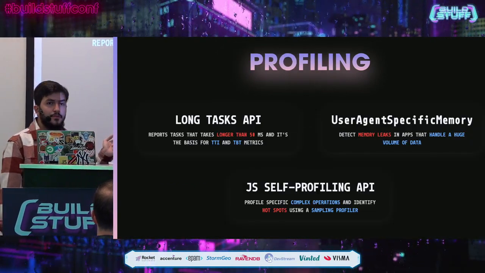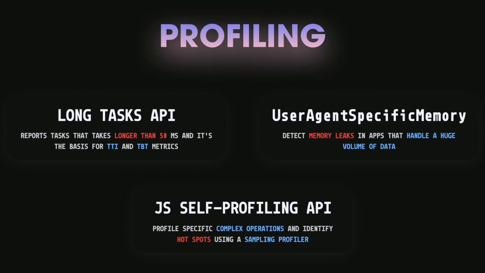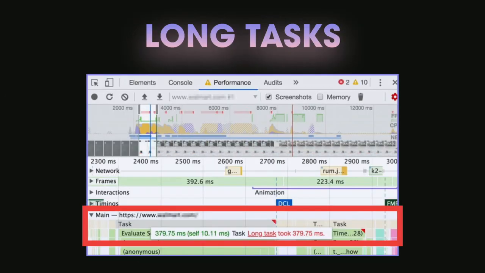This section is my favorite one, profiling, exactly because of the amount of information it gives you about the code you're writing. So we have the long tasks API, user agent specific memory, and the self-profiling API. The first one is long tasks API. If you haven't seen long tasks before, those are basically what you see when you're inspecting your app because something is really slow and you see those marked with red. That's probably because it's taking more than 50 milliseconds.